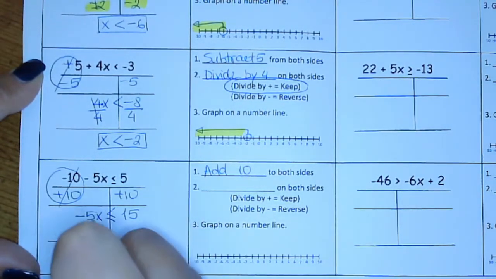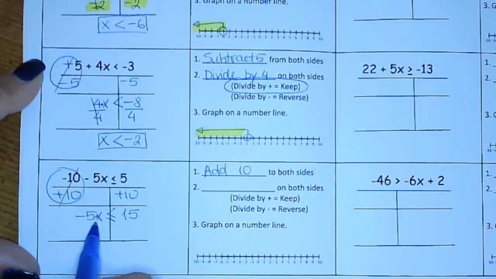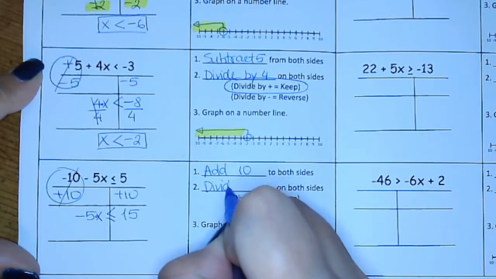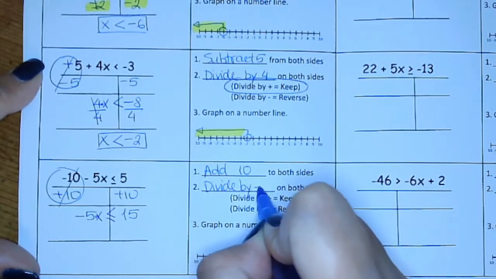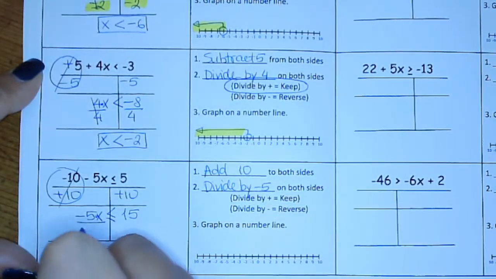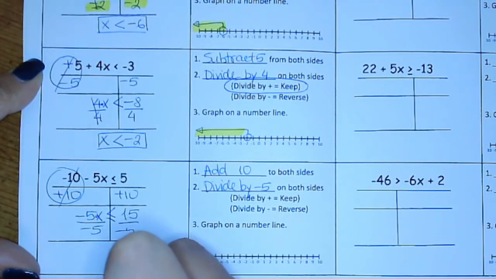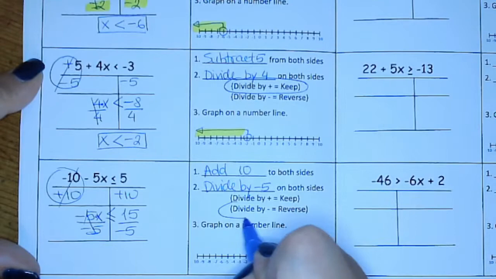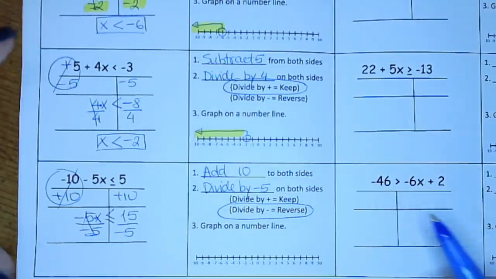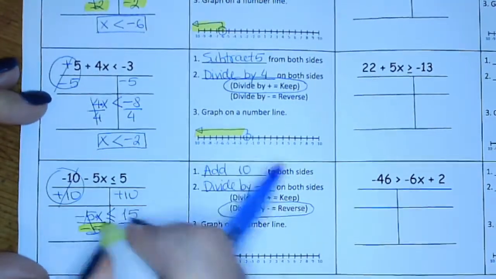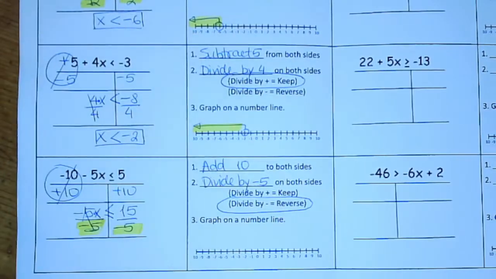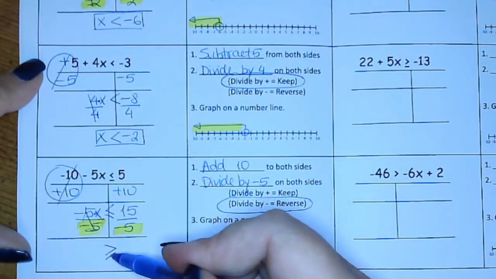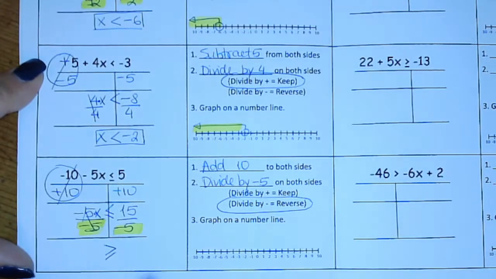Negative 5x means a multiplication between negative 5 and x. Inverse operation is division. Divide by negative 5. We always divide the same number the variable is multiplied by. Once you divide by a negative, reverse that symbol. Division by a negative number reverses the inequality symbol. So less than reverses to greater than.